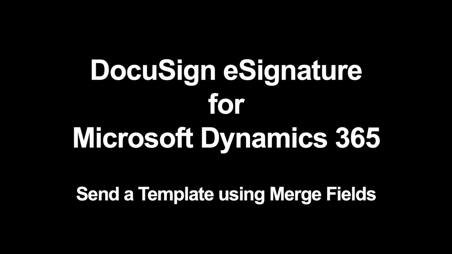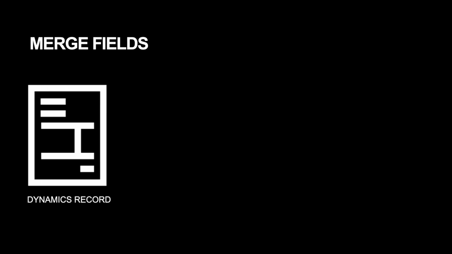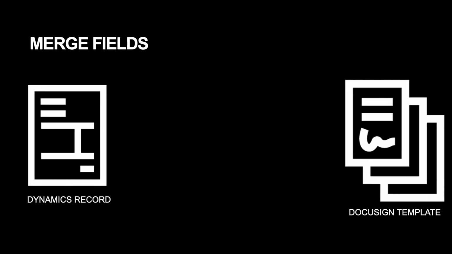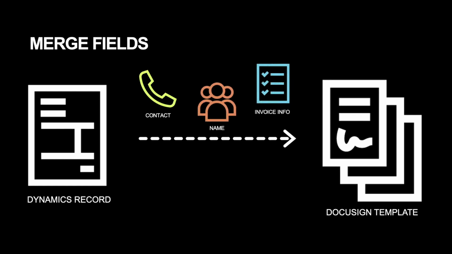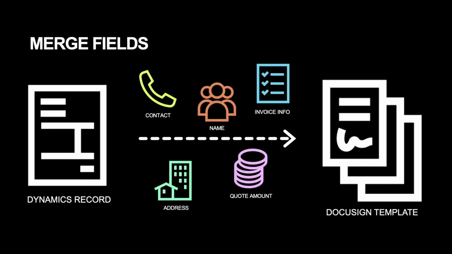DocuSign e-signature for Microsoft Dynamics 365 allows you to sign documents and send documents for signature directly from Dynamics. Merge Field simplifies the sending process by automatically importing data from Dynamics into a DocuSign template so that fields are pre-populated, eliminating the need for manual data entry by the sender or the recipient.